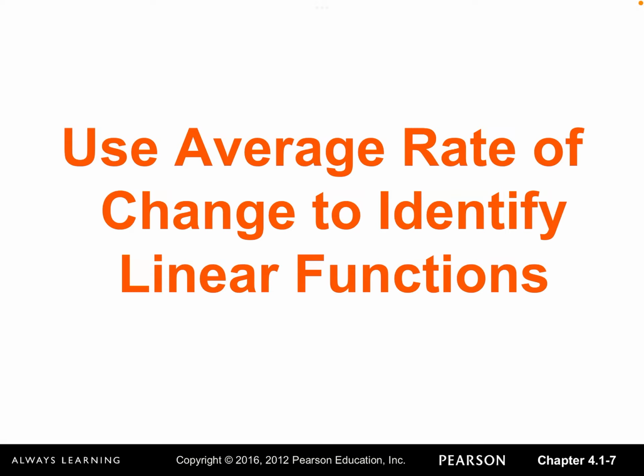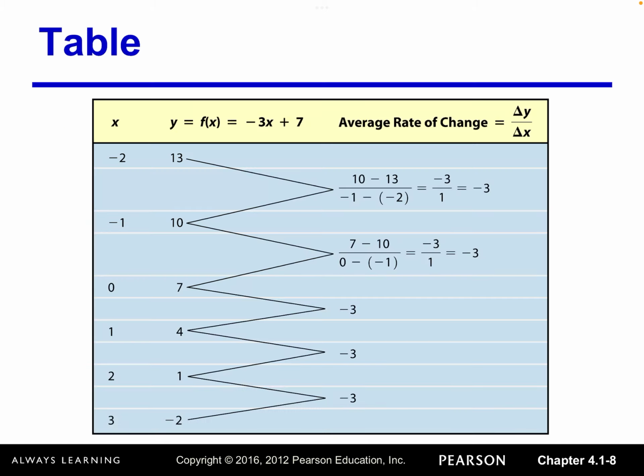Next topic, let's talk about how to use average rate of change to identify linear functions. So earlier we have a function f of x equals negative 3x plus 7, and then we graph that function, remember? And then find the domain and the range.